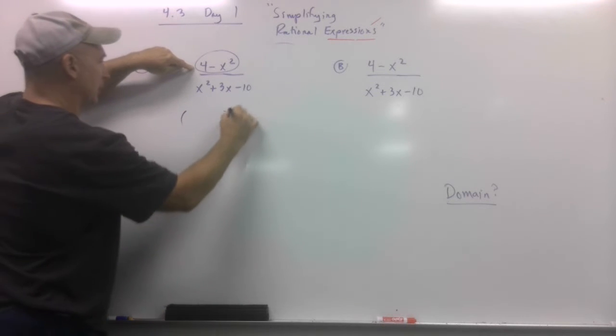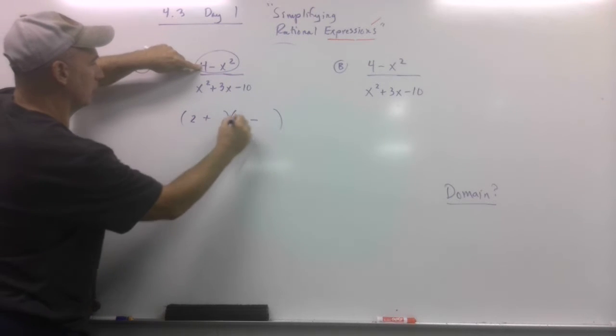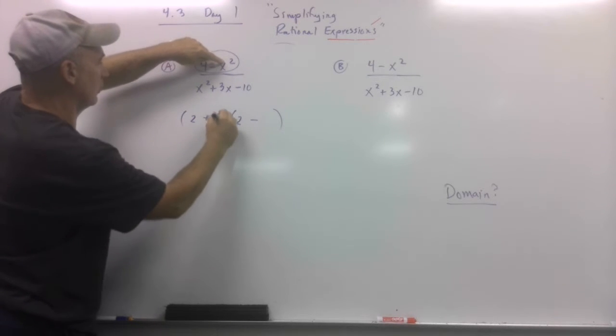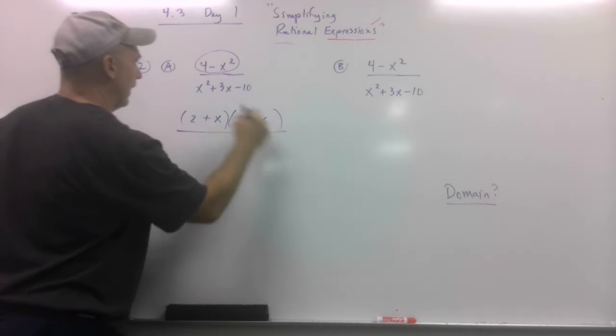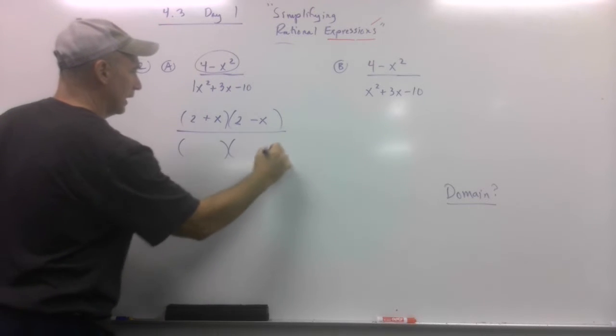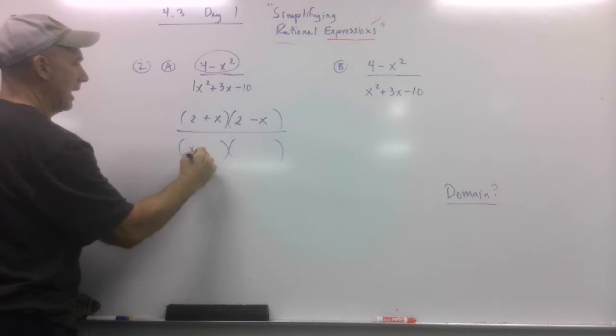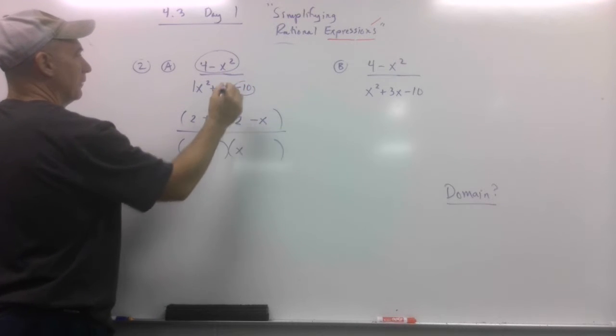So they're going to go like this. 1 plus 1 minus, take the square root of 4, 2 and 2, take the square root of x squared, x and x, perfect. And then they're going to factor this denominator here. Now we've got a 1, so we're going to go like this. We're going to say, aha, x and x, 2 factors of negative 10 that add up to 3.